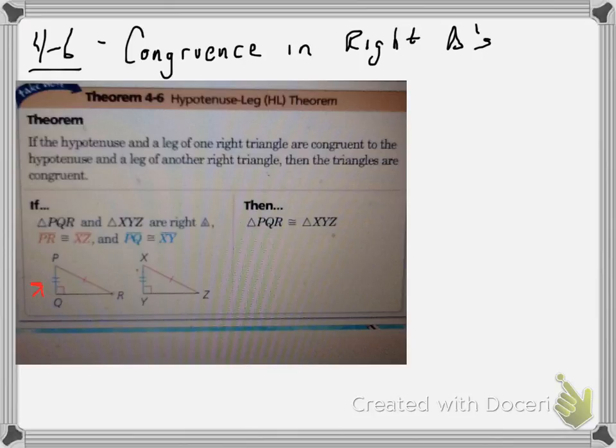which is PQ, is congruent to XY, and the hypotenuse, which is across from the right angle, PR, is congruent to XZ. Okay, so the hypotenuse is always across from the right angle.